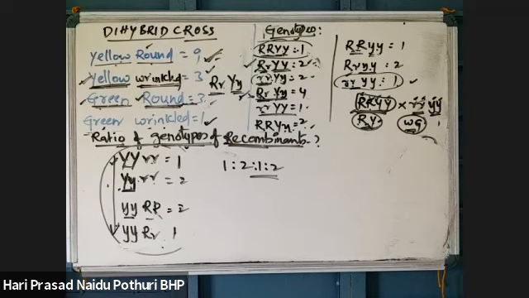Next point. So in pea plants, round seed is dominant over wrinkled seed, and yellow seed is dominant over green color seeds.